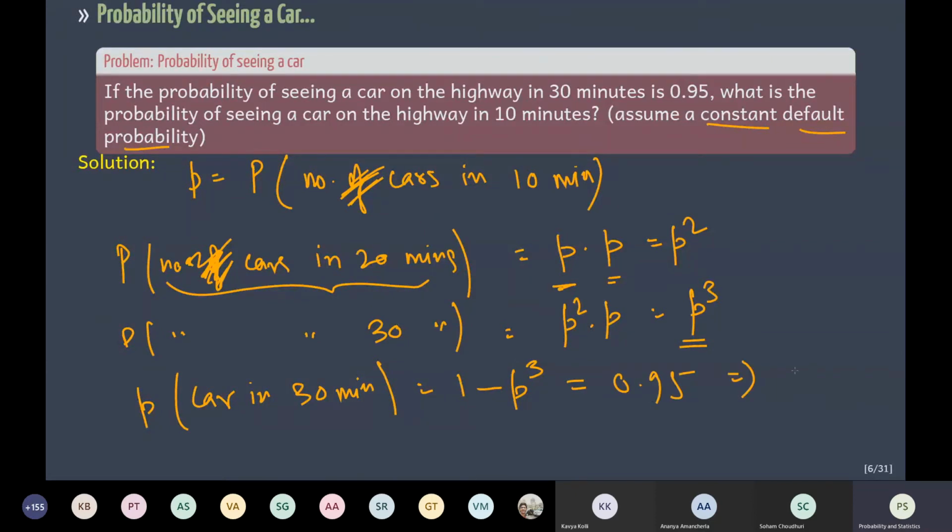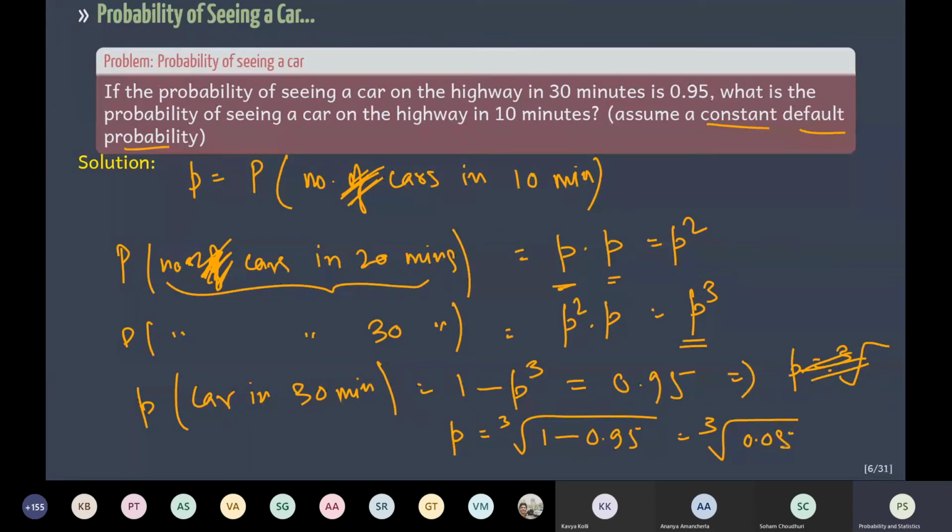So from here I can solve for p, which is the cube root of, no, I mean there is a 1 also involved here, right? So okay, p is like 1 minus of that. So p will be like the cube root of 1 minus 0.95. This is like the cube root of 0.05.